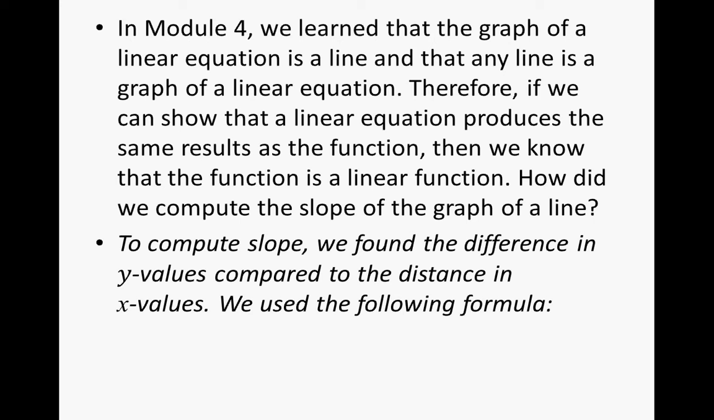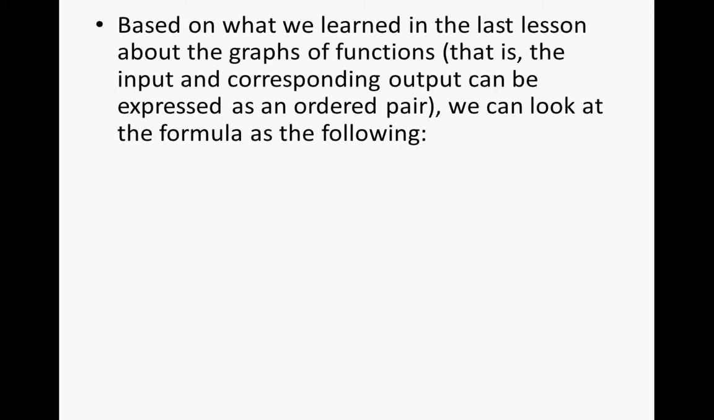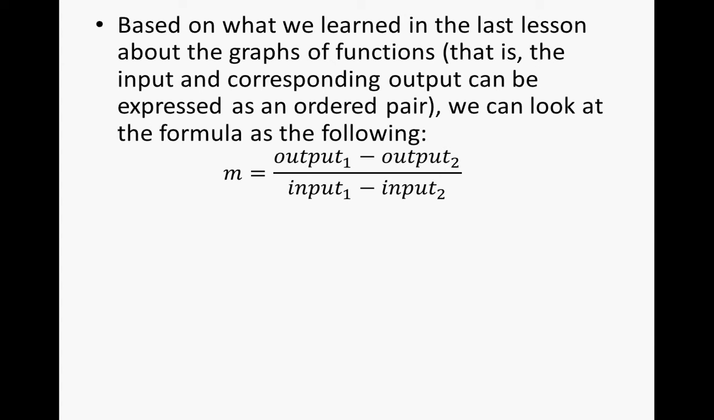Well, to compute slope, we found the difference in the y values compared to the difference in x values. We used the following formula. m is equal to the change in y, y1 to y2, over the change in x, x1 to x2. Based on what we learned in the last lesson about graphs of functions, that is, the input and corresponding output can be expressed as an ordered pair, we can look at the formula as the following. m is equal to output 1 minus output 2 over input 1 minus input 2.